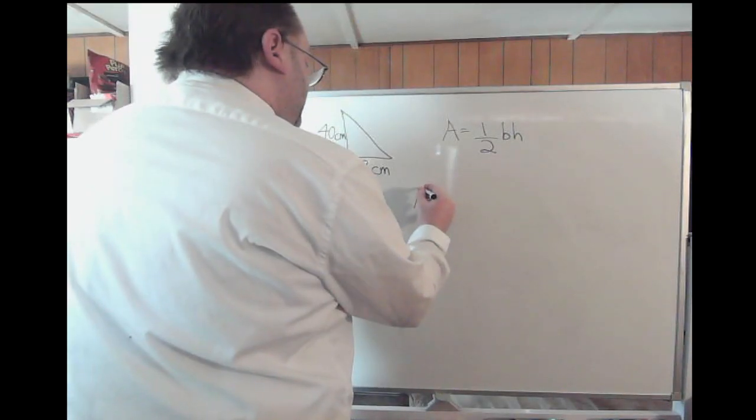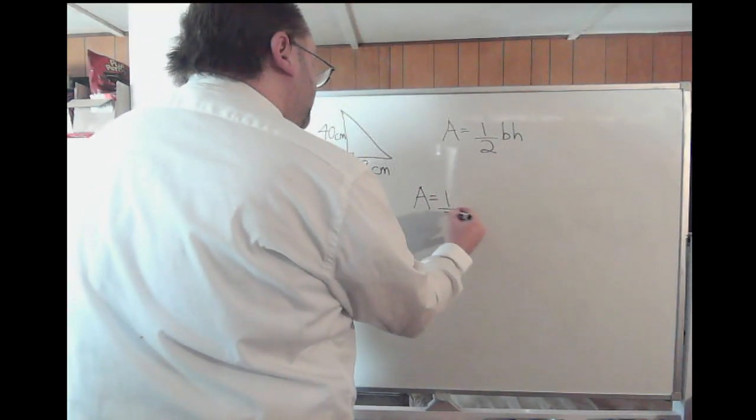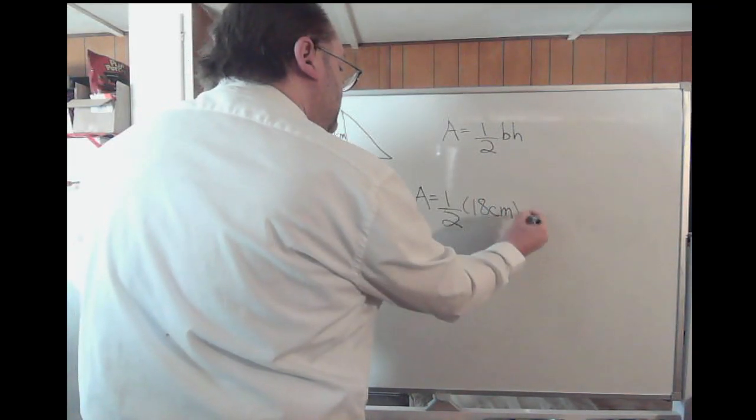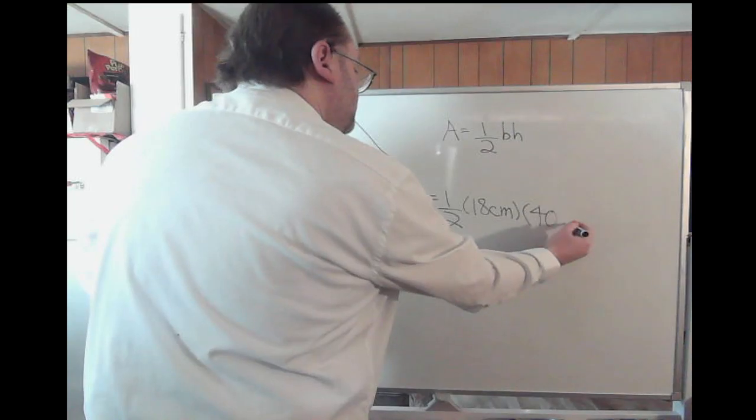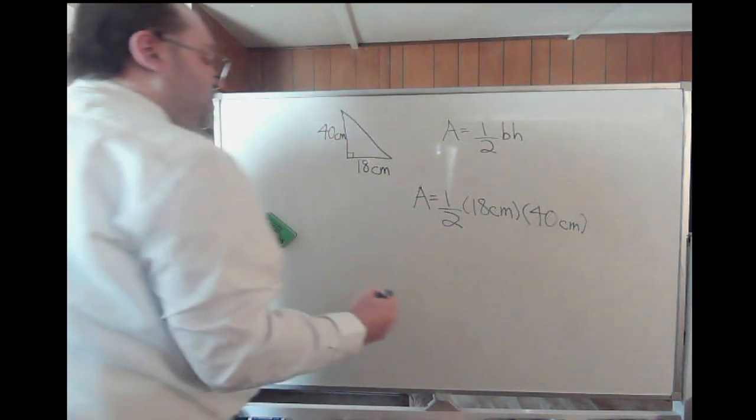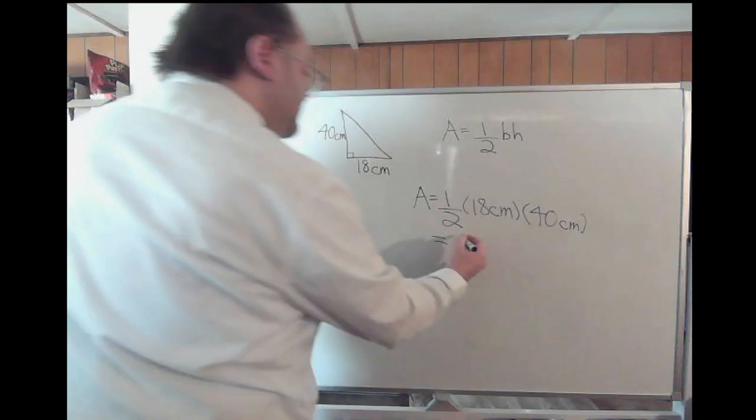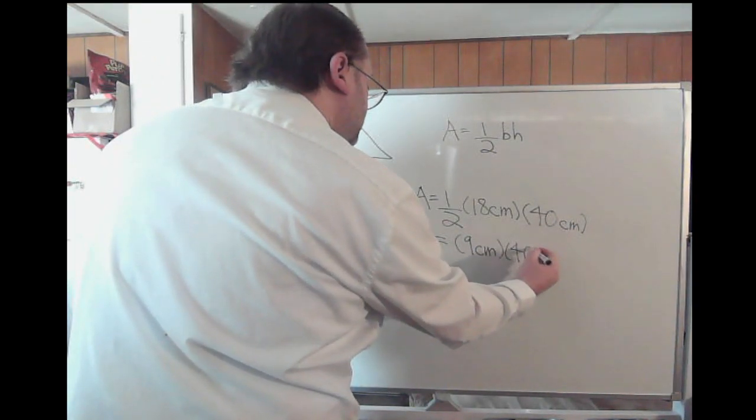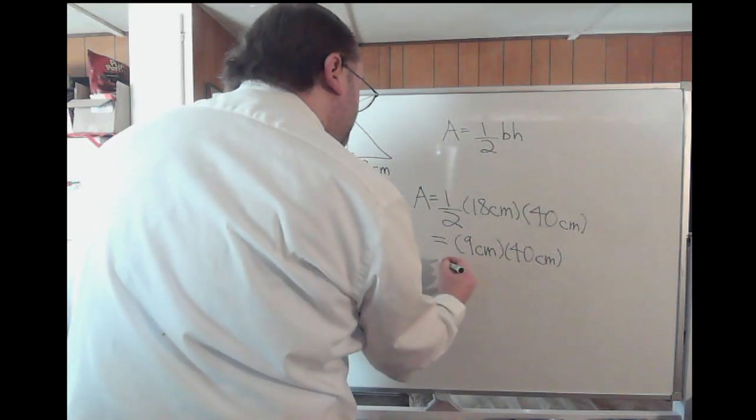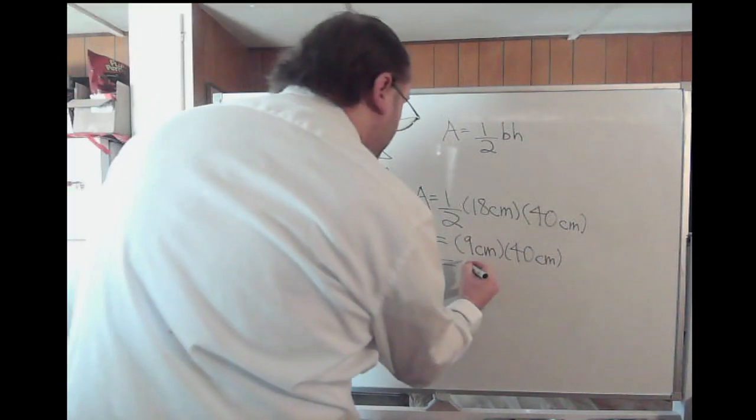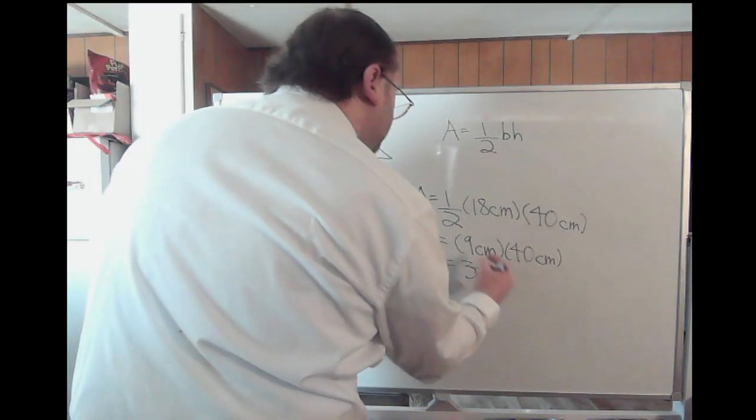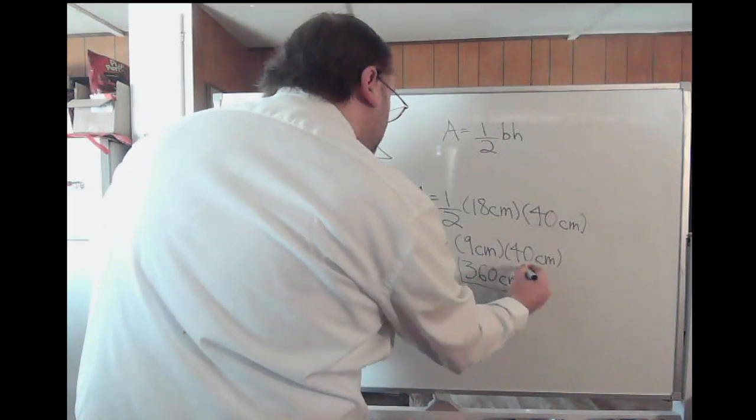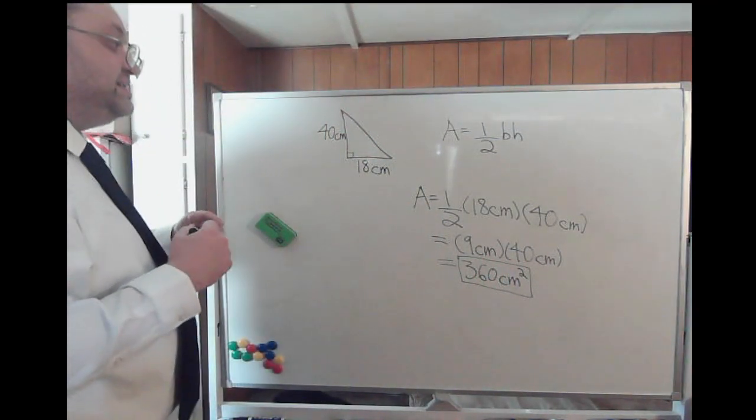So what we'll do now, area is going to be equal to half of the base, which is 18 centimeters, times the height, which was 40 centimeters. So now we multiply half times 18, you'll get 9 centimeters times 40 centimeters, which would give you an area. 9 times 40 is 360. The centimeters times centimeters is centimeters squared. So the area of this triangle is 360 centimeters squared.